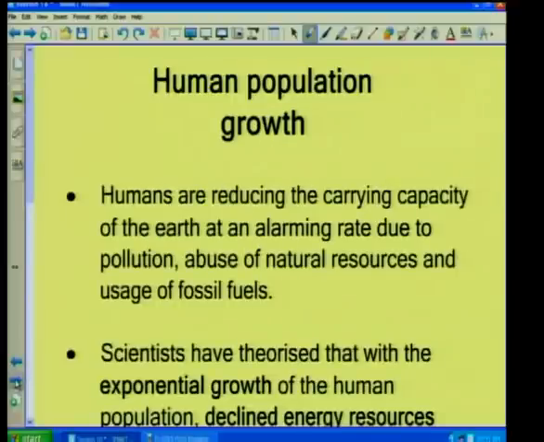We as humans populate this earth. We reduce the carrying capacity of the earth at an alarming rate due to, what do? We pollute. We abuse the natural resources, and we also use our fossil fuels. Now, people, we are running out of fossil fuels at an alarming rate. And what we've done as human beings is we're trying to come up with solutions, because those fossil fuels that we are using and burning up to provide energy is polluting the air. So it would be a good thing, actually, if the fossil fuels ran out, because it means that we could not then pollute at the rate that we are polluting.